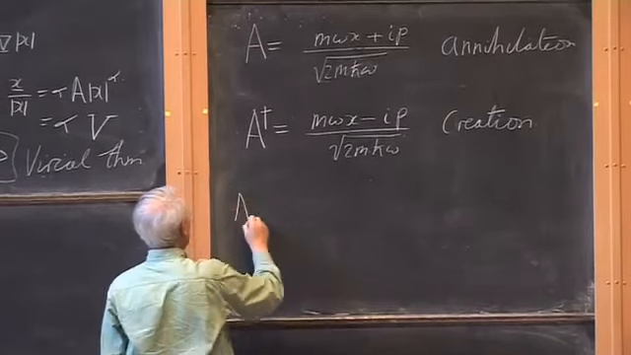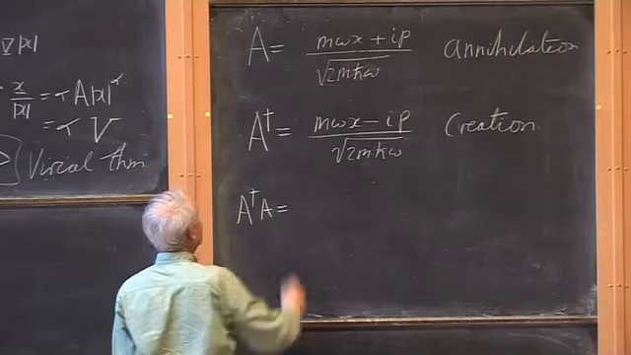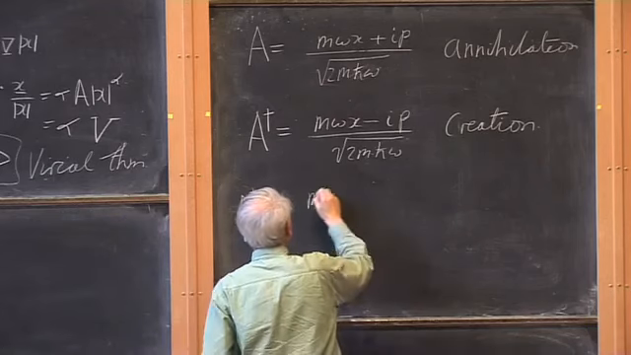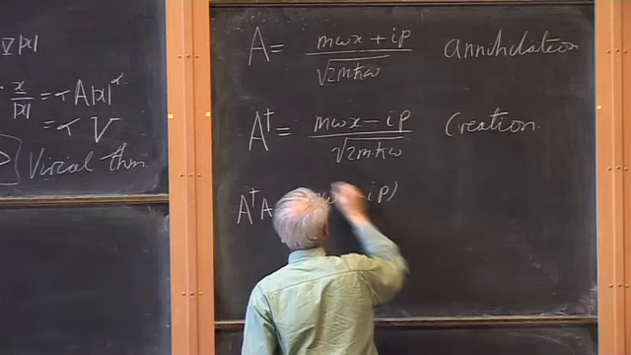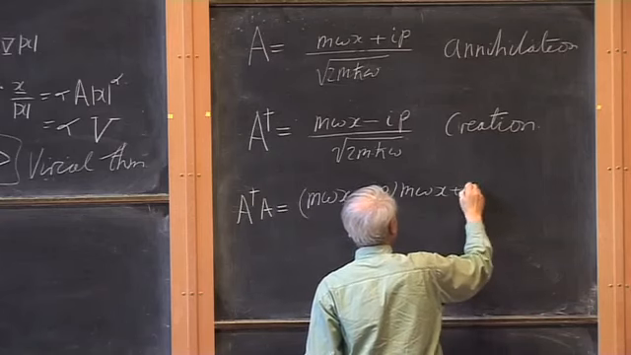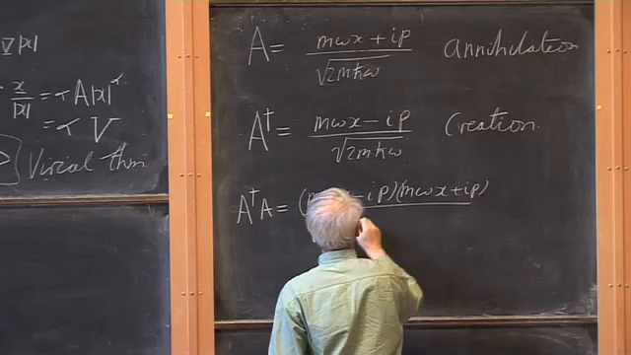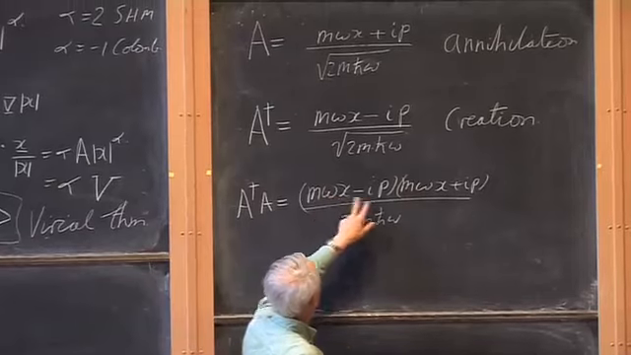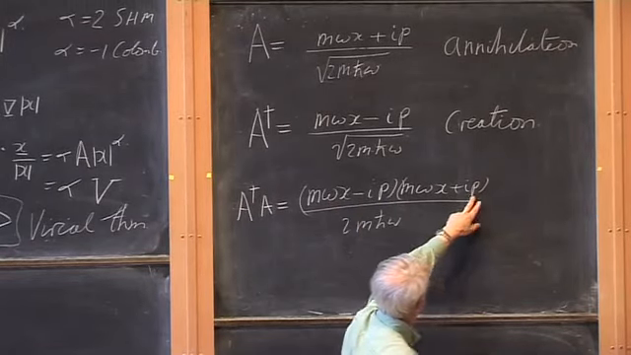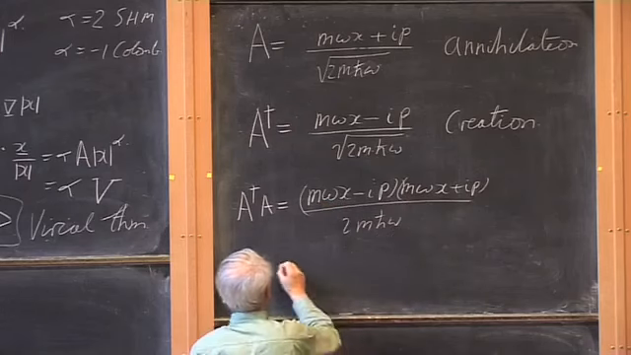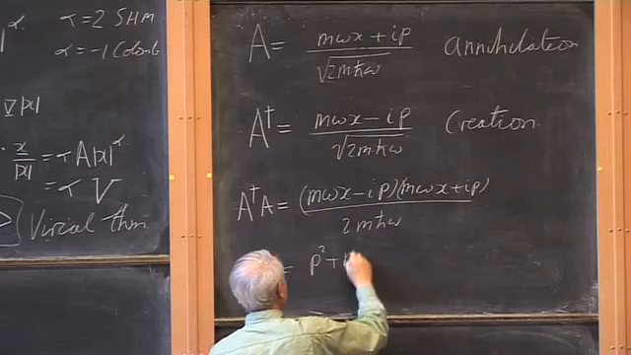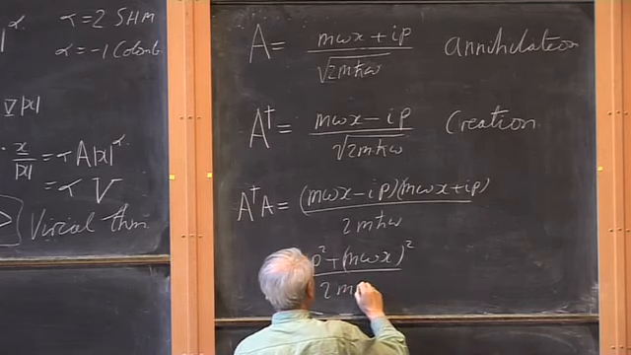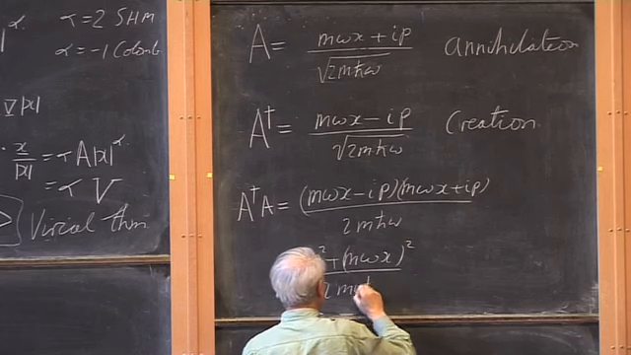So what we next do is work out what a dagger a is, because the idea was that this product would be more or less the Hamiltonian. So what exactly is it? Let's get this right. (m omega x minus ip)(m omega x plus ip) over 2m h bar omega. Now when we write this out, we have the obvious terms. We have p squared, and we have m omega x squared. So let's write those down. That's p squared plus m omega x squared all over 2m h bar omega, 2m omega h bar, whatever.